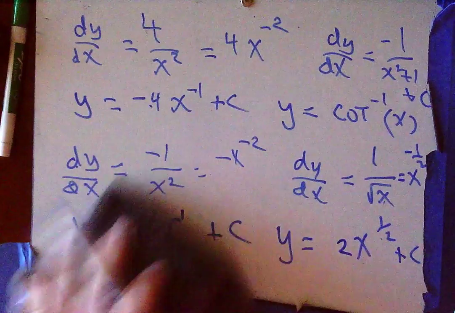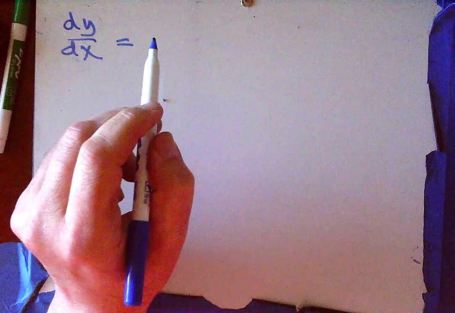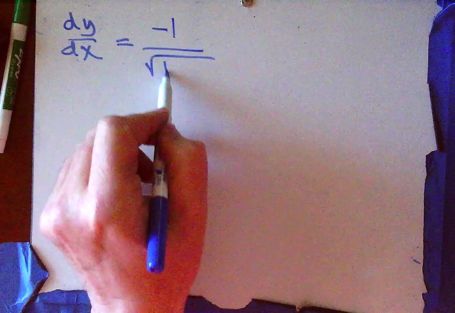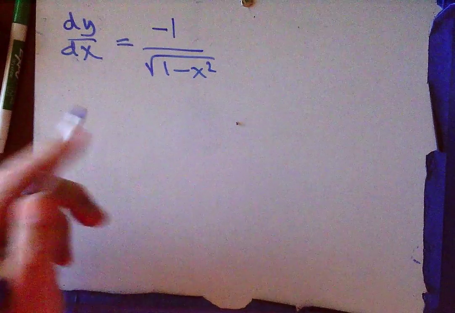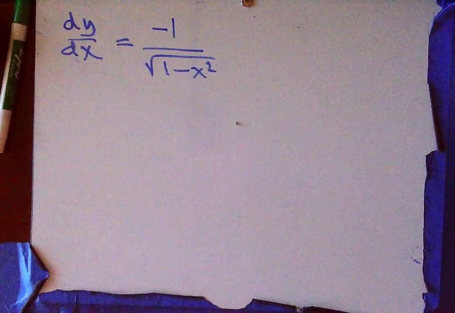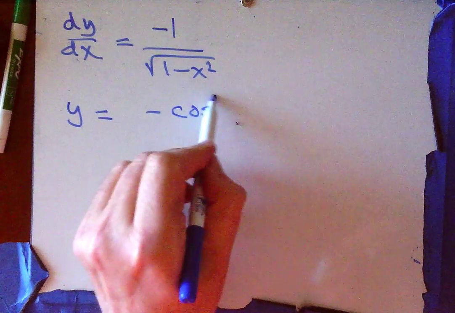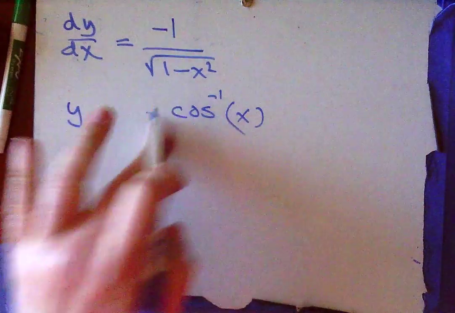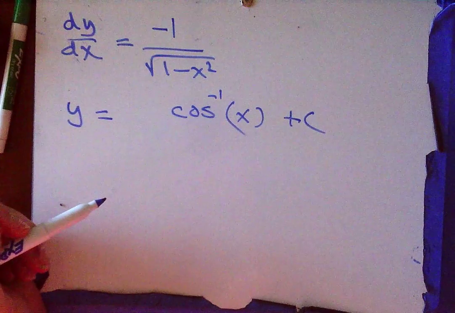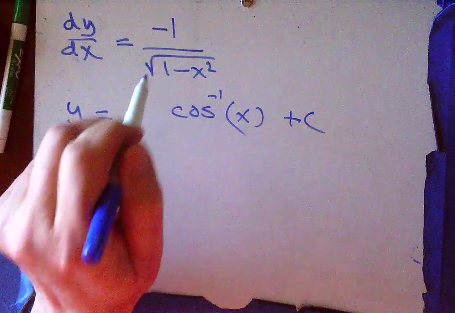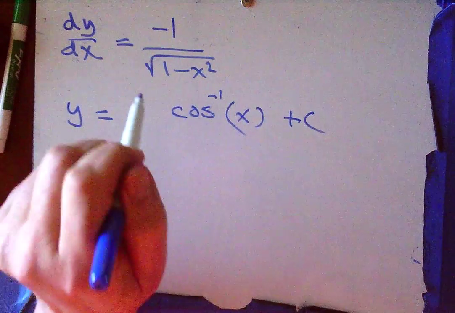All right, moving on. Speed round. How about dy/dx equals negative 1 over square root of 1 minus x squared. And you should have y equals negative cosine inverse of x. No, positive cosine inverse of x, and don't forget the plus c. You need to know your derivatives. This may be a time when you really do need to go back to chapters 3 and 4 and make sure you know all those derivatives that you're supposed to know.